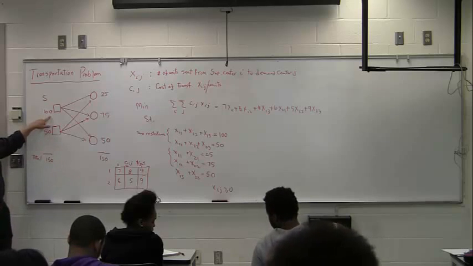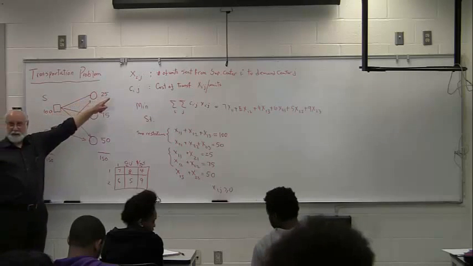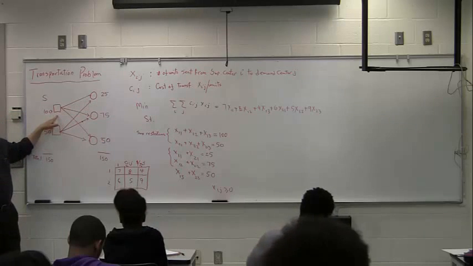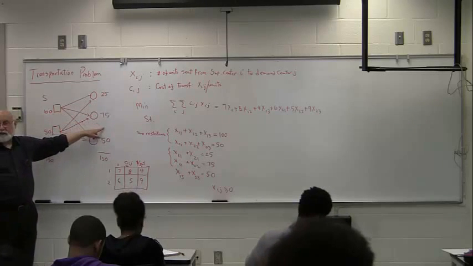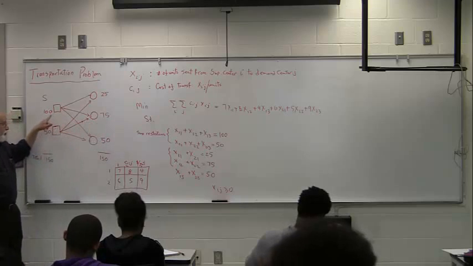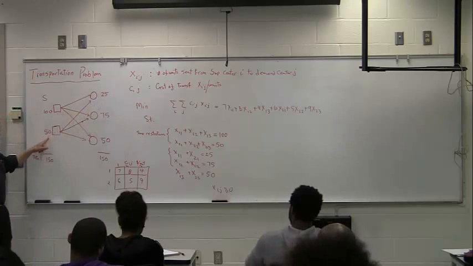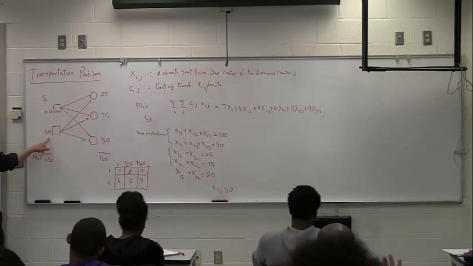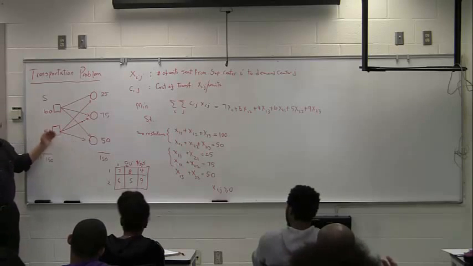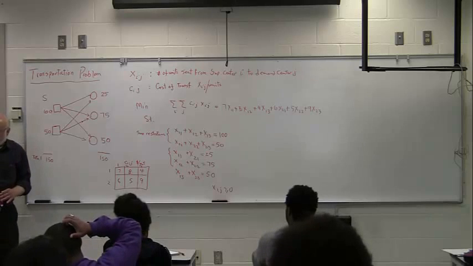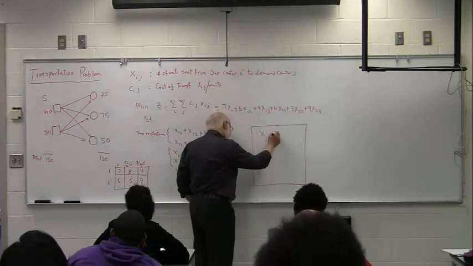So you can start here and send 25 here. You still have 75. You send 75 here. You no longer have anything in here. These 2 are satisfied. You come here and say, I have 50 and this one needs 50. Send 50. This is a feasible solution.